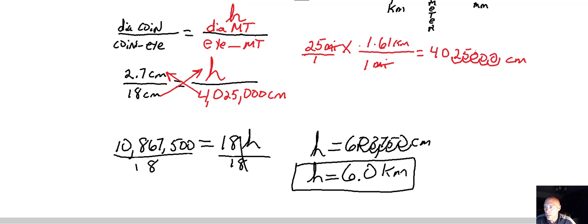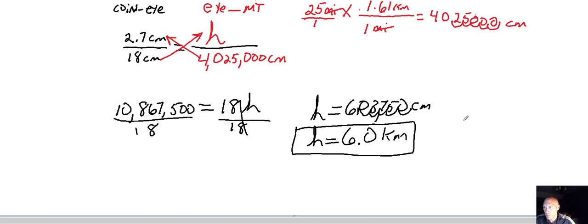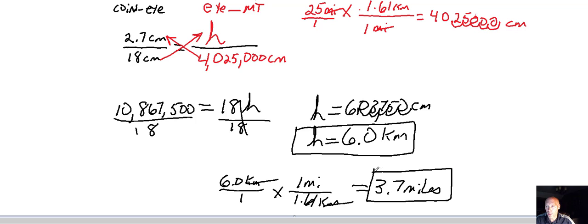Suppose we want it in miles. Here's our conversion. 1 mile is 1.61 kilometers. So let me write it down here, 6.0 kilometers. I'm going to put it over 1. And I'm going to say 1 mile on top and 1.61 kilometers on the bottom, so that when I multiply, I can cross out the units. So that's going to be 6 times 1 divided by 1.61, and I get about 3.7 miles, which is a pretty tall mountain. That's close to 20,000 feet, something you might see in the Andes.